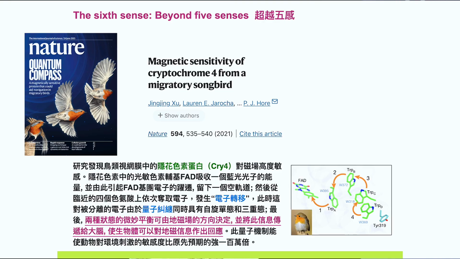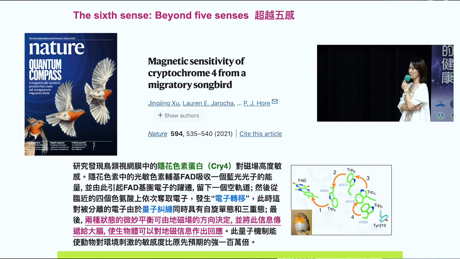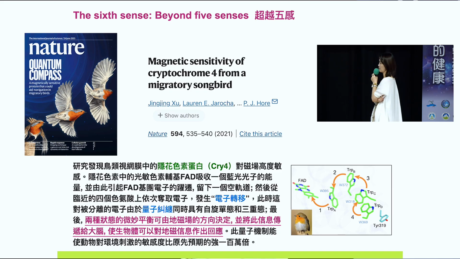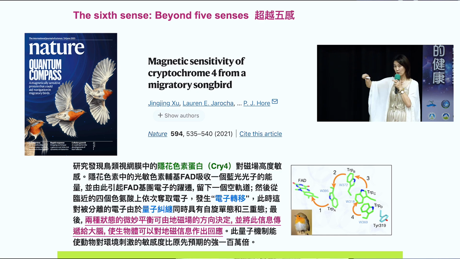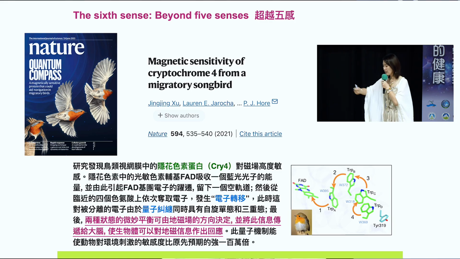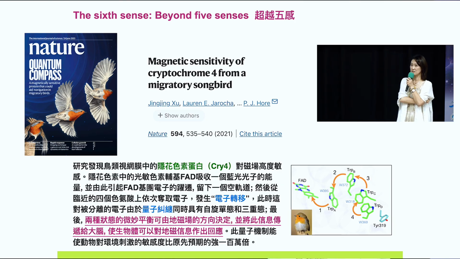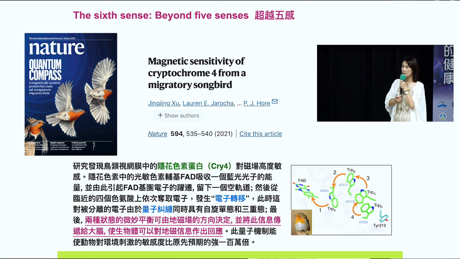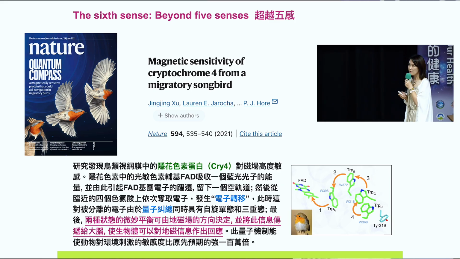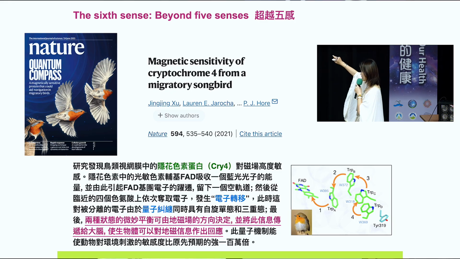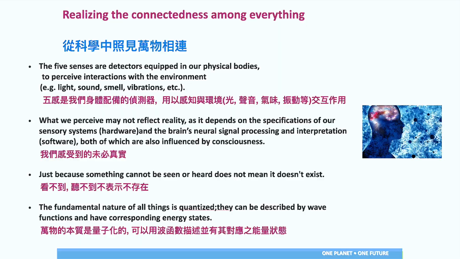But how about beyond five senses? Usually we have five senses, but some animal species have been proved to have a sixth sense, like some birds. They have magnetoreceptors or magnetosensitive proteins, and they can sense the Earth's magnetic field, which allows them to migrate over long ranges. Some recent studies also show that human beings might also have this kind of magnetosensitive molecules in our body, but this is still ongoing research. I just want to show you that all our five senses, or the six senses from some animal species, all work at the quantum level.